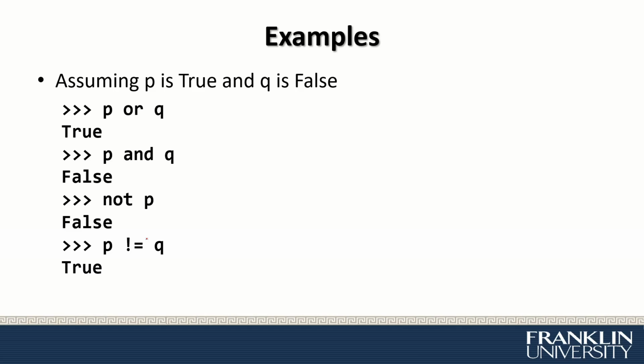So assuming P is true and Q is false, P or Q will give you true. P and Q will be false because I have true and false, which is false. Not P, not true, would be false. P not equal to Q, that's true because they are not the same.